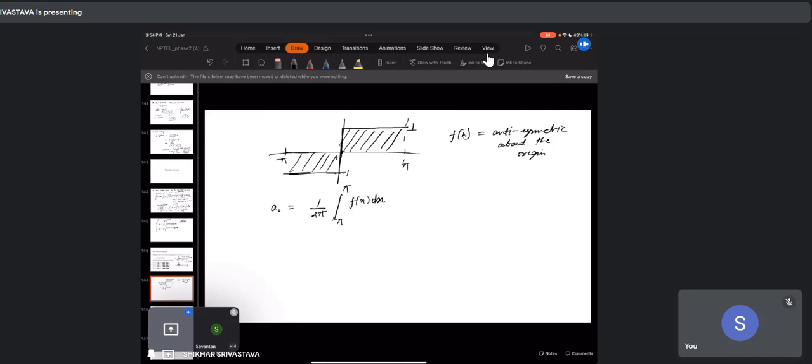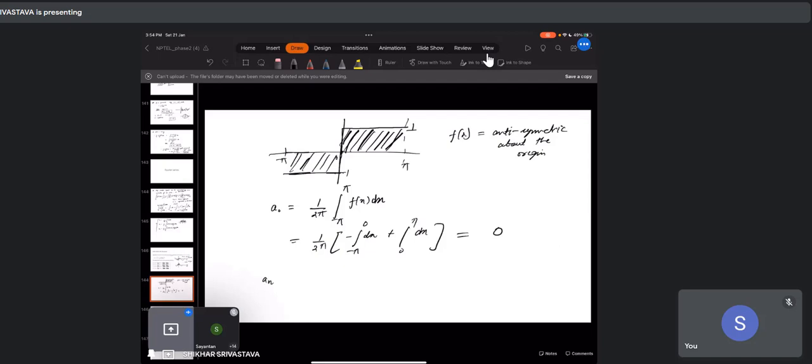Now you can just calculate this integral, because you know that from minus pi to 0 it is minus 1, so minus of dx, plus the integral from 0 to pi of dx. When we calculate this, it comes out to be 0. Or in short, if you want to remember, this area is exactly opposite to this area, so they cancel out, so a naught is equal to 0.